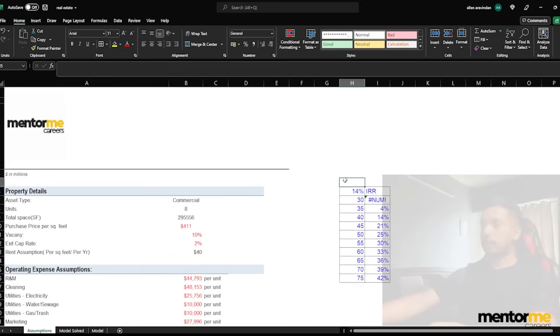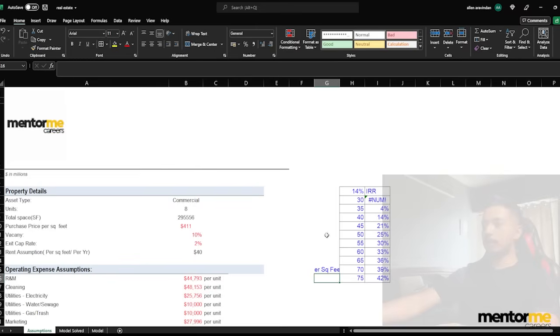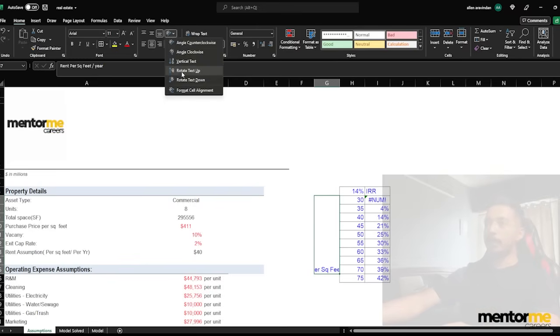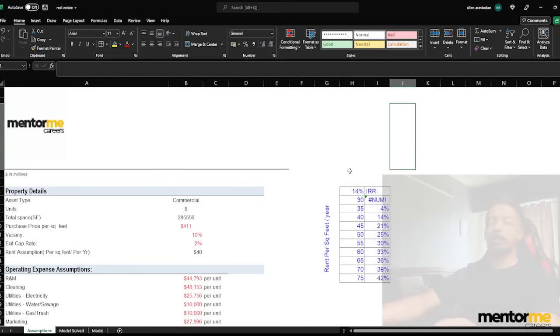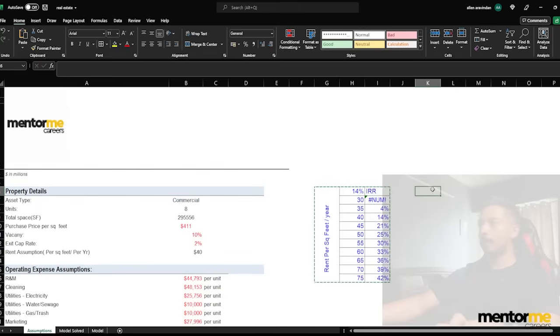Let's also see what will happen. So just to make sure that this is understandable later on, you can label it as rent per square feet per year. Okay, so that you know what assumptions you're basically testing, right? And we can just rotate this up so that you know what exactly you're doing. Similarly, we can just copy this area and we can create more such sensitivities out here.